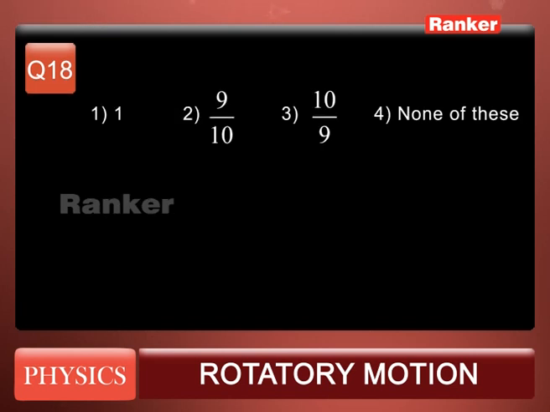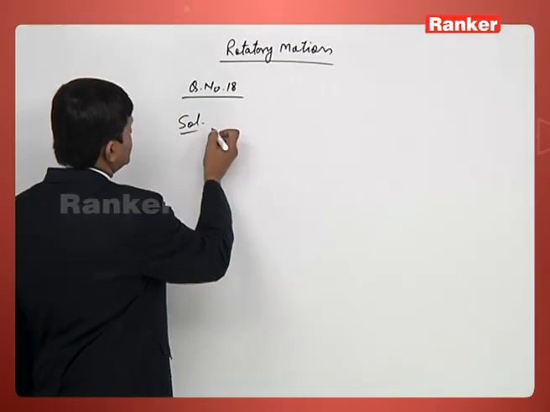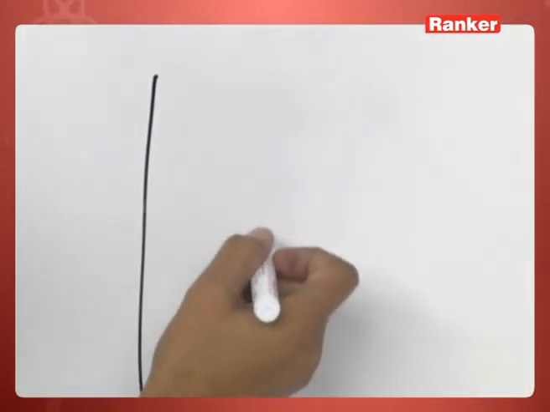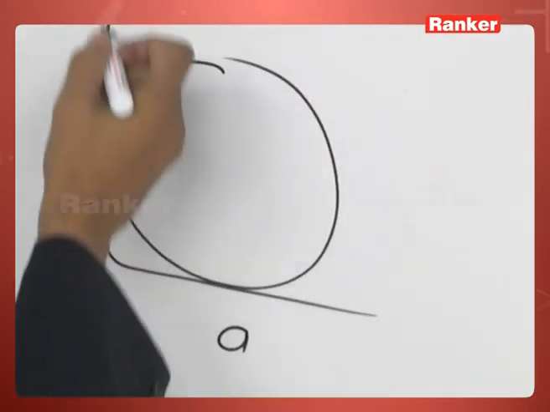Option 1 is 1, option 2 is 9/10, option 3 is 10/9, and option 4 is none of these. Okay, now see the solution here. In this there are two situations given. This is situation A.